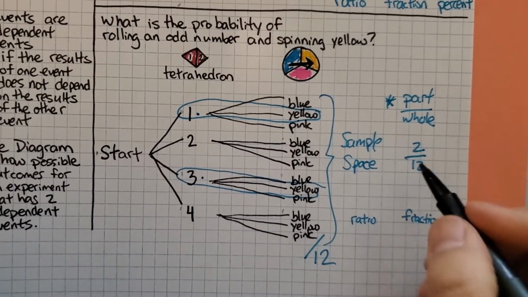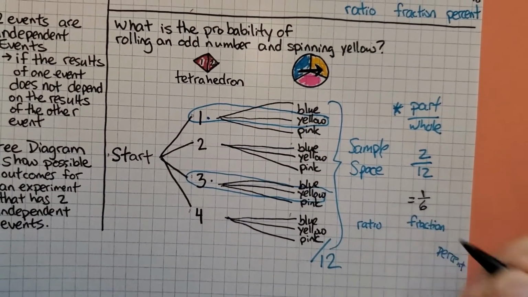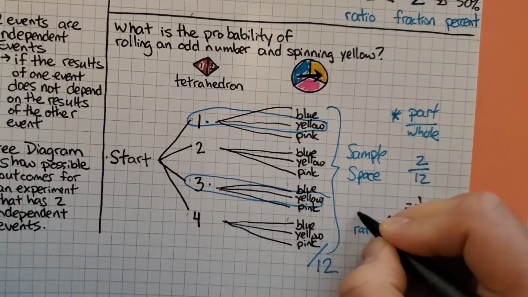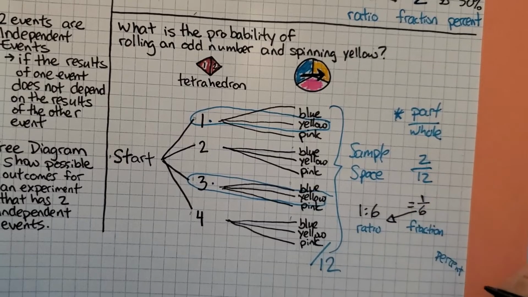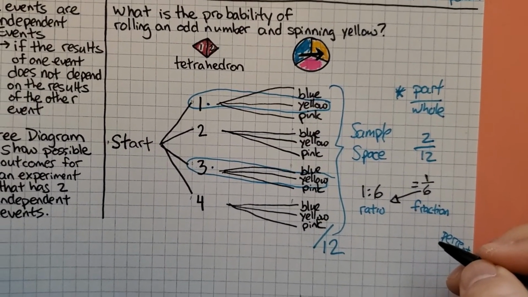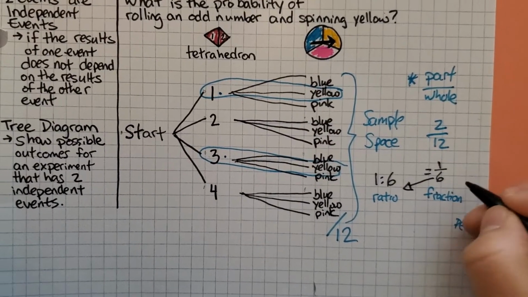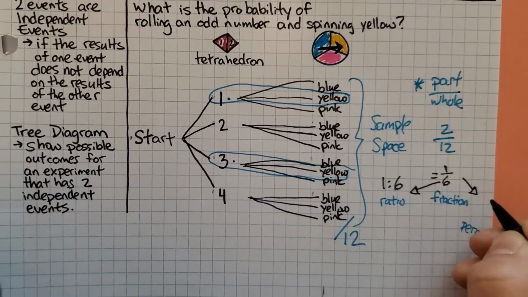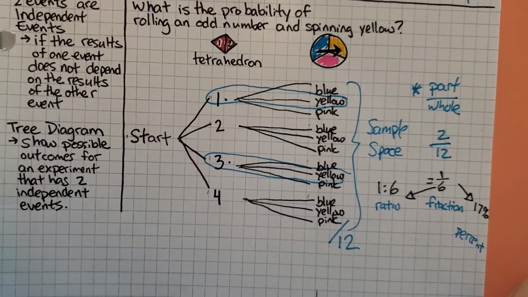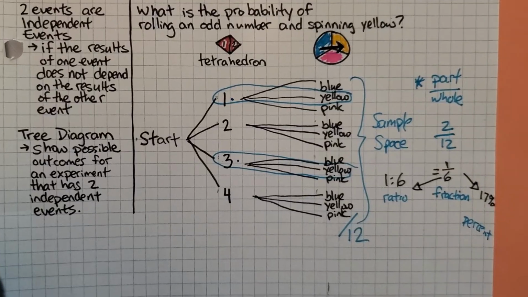So as a reduced fraction, 2 over 12 equals 1 over 6, right? Divide this by 2, divide that by 2. Helps us get our ratio of 1 to 2. Sorry, not 1 to 2, 1 to 6. And then our percent, 1 divided by 6 is 0.17. 0.17 times 100 is 17%. And that's how you get the results or the probability of 2 independent events.